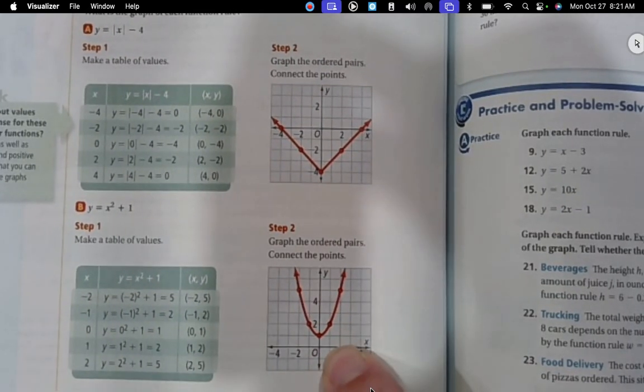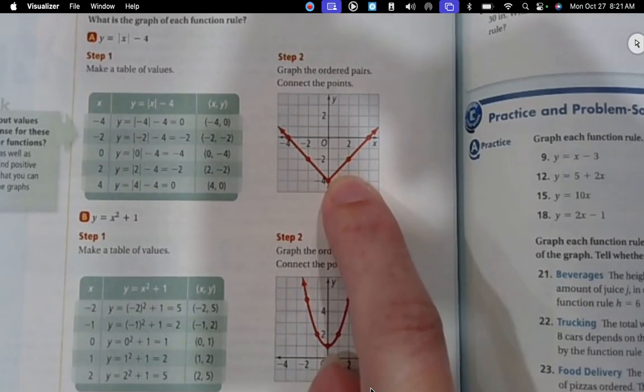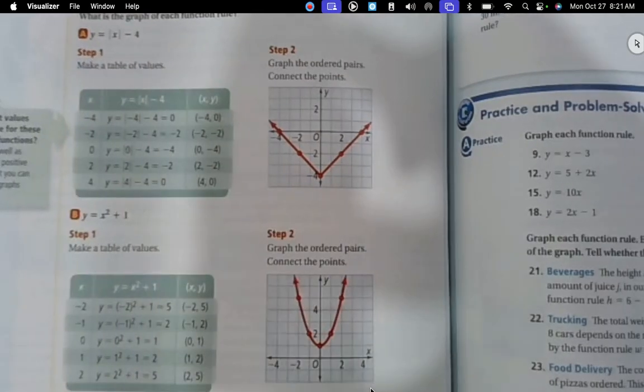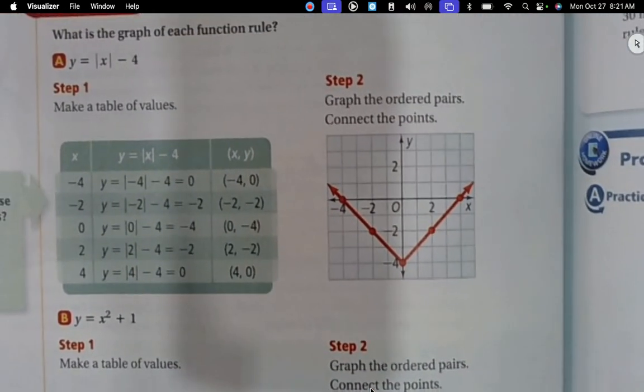Does this make a straight line? No. It's because of that x squared. Does this one make a straight line? No, it's making a V. It's because of the absolute value. So again, these we actually learn later, but this is what happens.